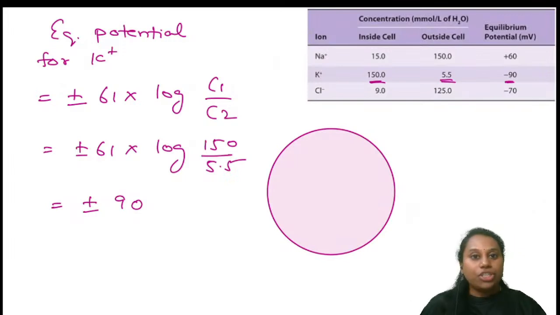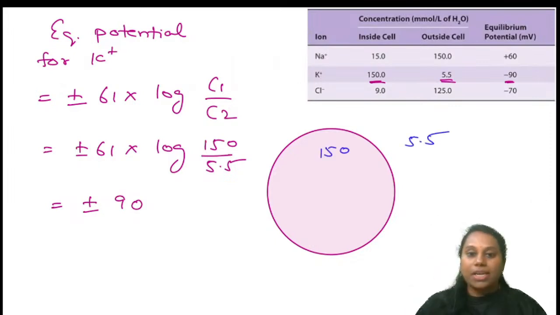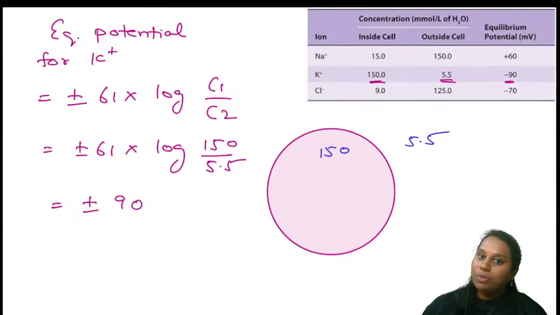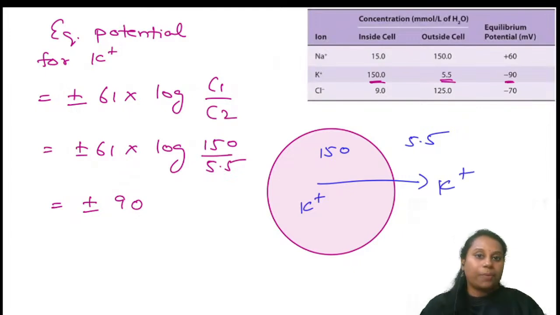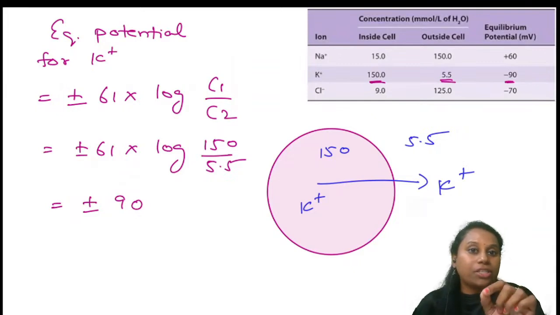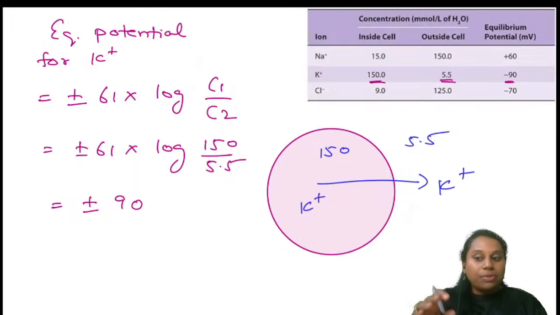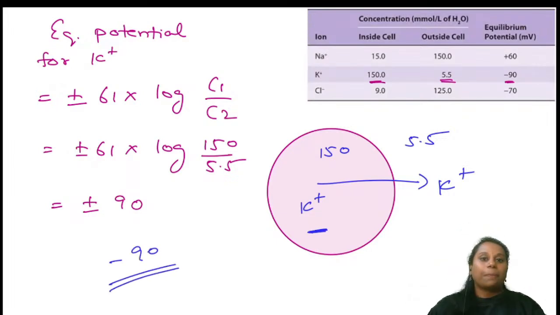Potassium. Where is potassium more concentrated? Inside the cell 150, outside the cell 5.5. So how will potassium move in order to reach the equilibrium potential? It will move from inside to outside. Potassium is a positive ion which is moving from inside to outside. So potassium is removing positivity out of the cell. In an attempt to reach the equilibrium potential, potassium is removing positivity from the cell. So it is making the inside negative. So the answer is minus 90.